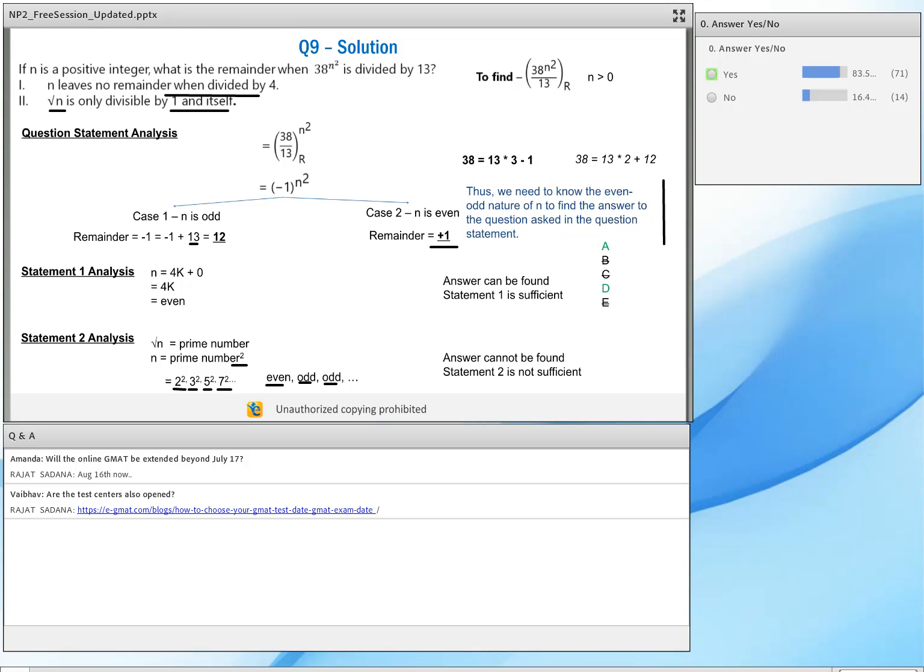Okay, which means statement 2 is not sufficient, I'm sorry, which means my correct answer is choice A.